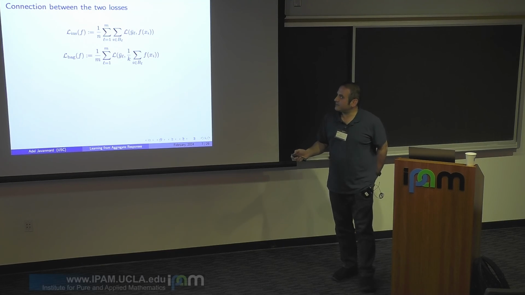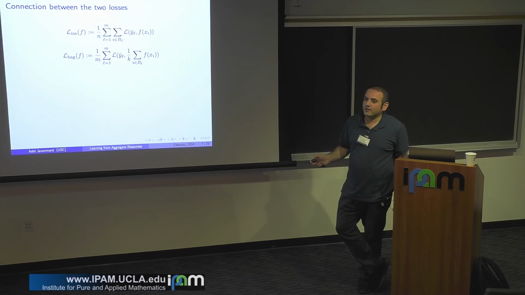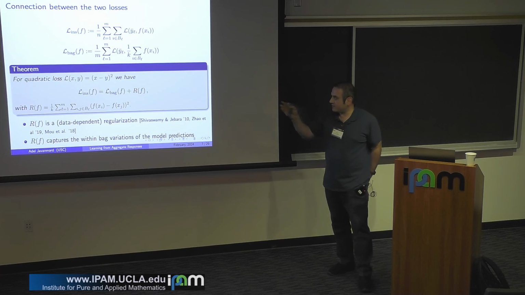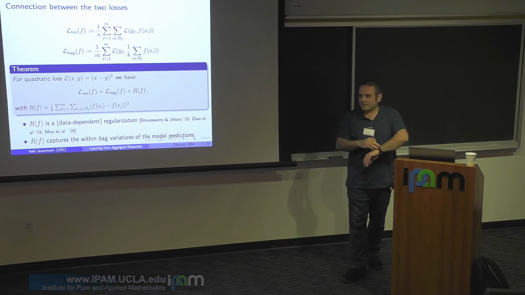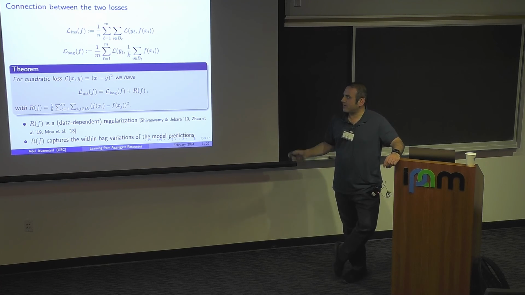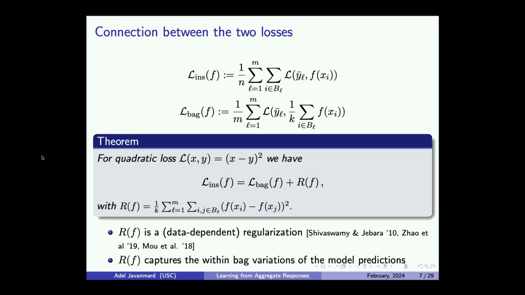Okay, so I'm going to give these two loss functions some names. The first one, I call it instance level. And the other one is the bag level loss. And the first result, it's very simple, just I would say a calculus exercise, is that if you have a quadratic loss, so if your loss function L here is quadratic, then you can write the instance level loss as the bag level loss plus the regularization term.